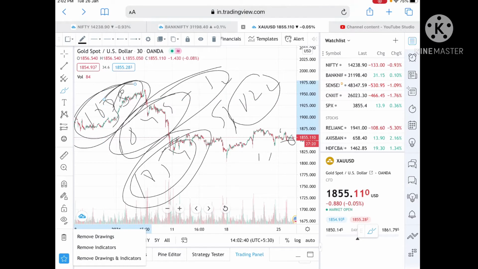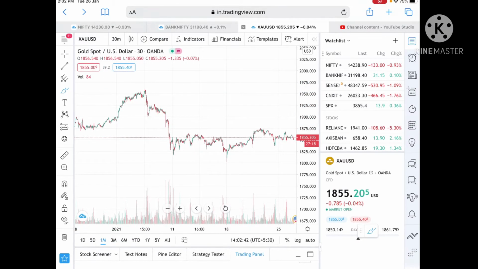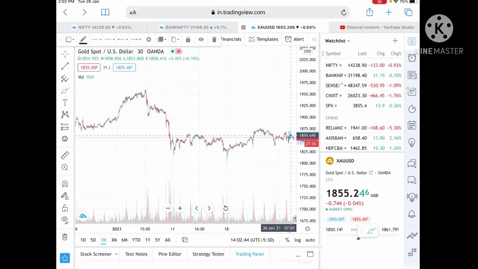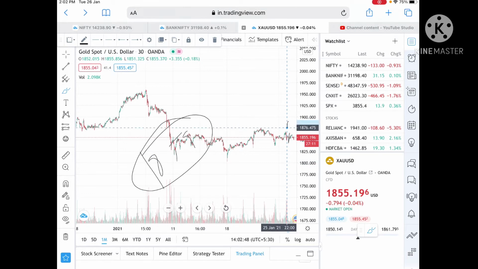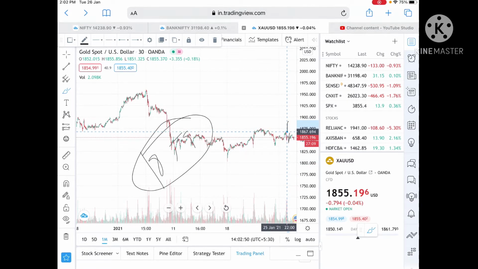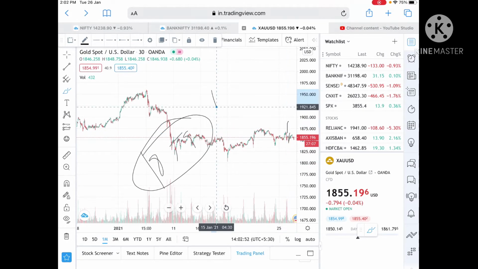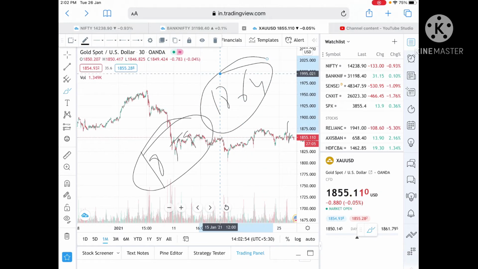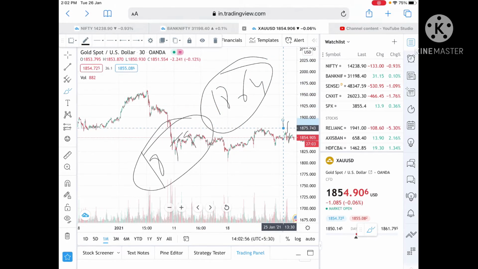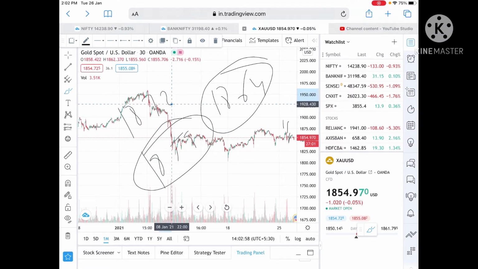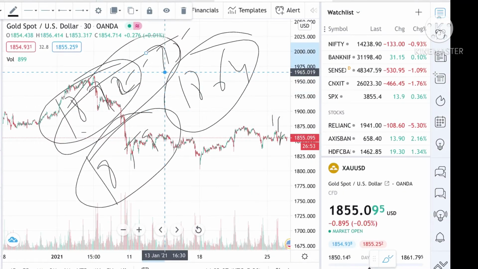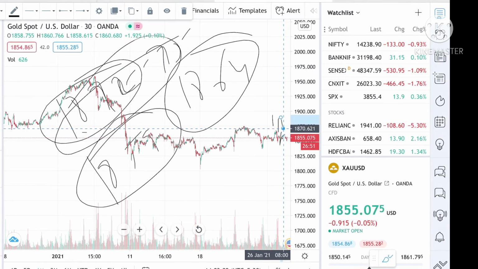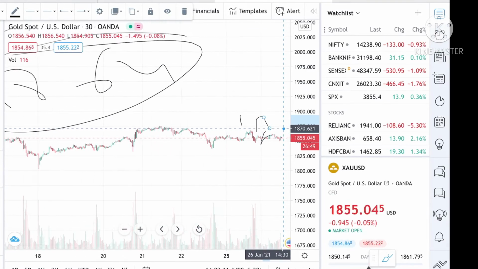So now I will tell you some of the resistance points. See, 1859 is a good resistance point. After that I feel the gold price can reach 1864. If that level is also crossed, then there is a chance it can go to 1872-75. So it can go to 1872-75.